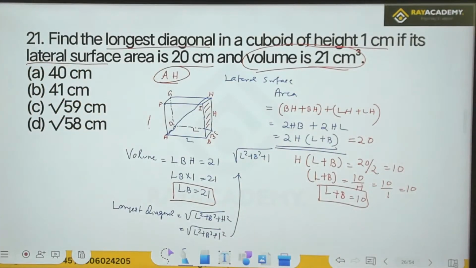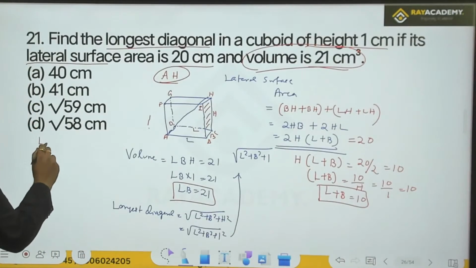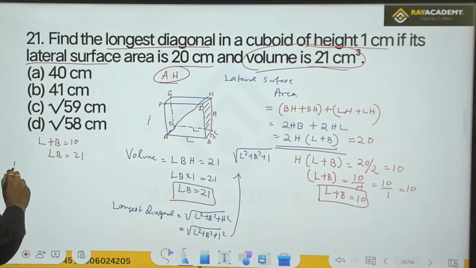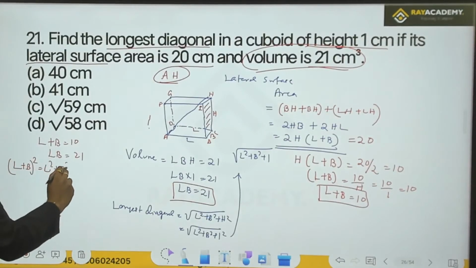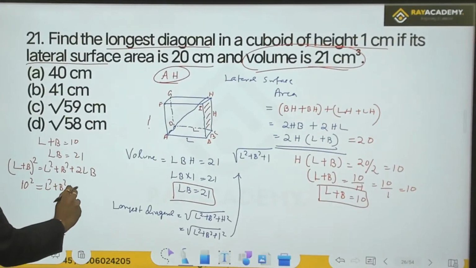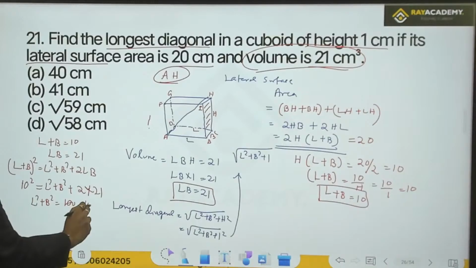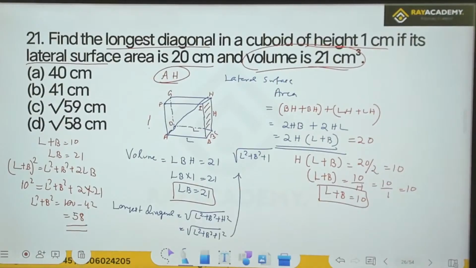But we have L plus B and LB, so how do we get L square plus B square? As in the last question, L plus B is given 10, LB is given 21. You can use the formula for L plus B whole square: L square plus B square plus 2LB. So 10 square equals L square plus B square plus 2 into 21. So L square plus B square equals 100 minus 42, that is 58.